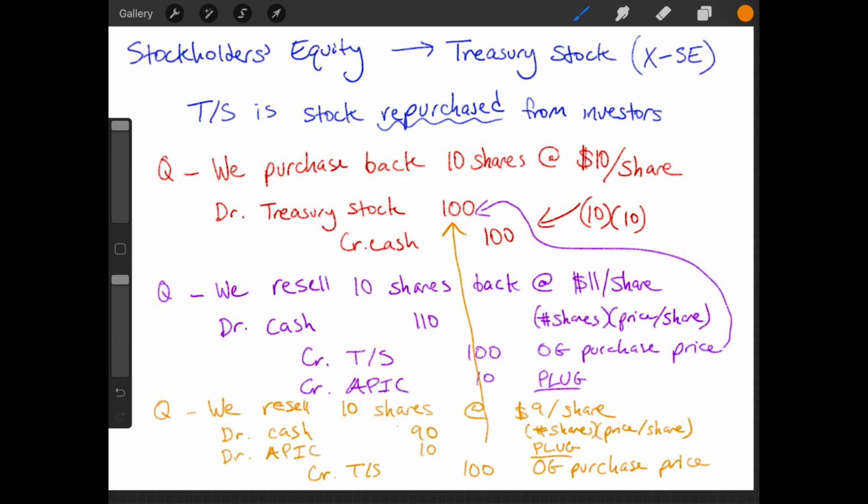So hopefully with these two different journal entries, you can see the difference on when you're debiting APIC versus when you're crediting APIC for the resale of treasury stock.